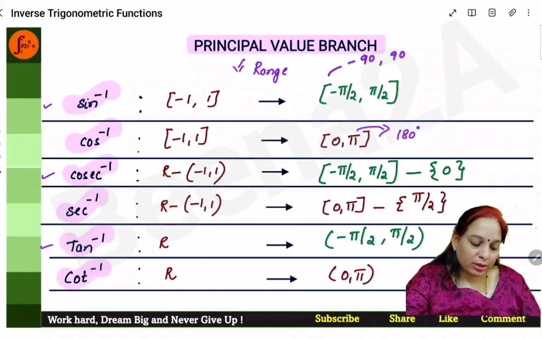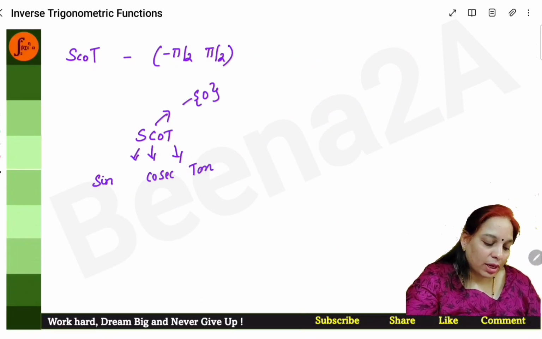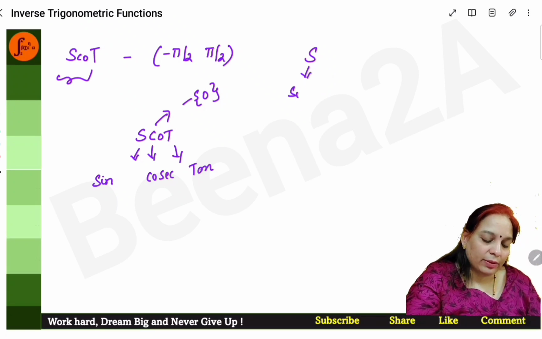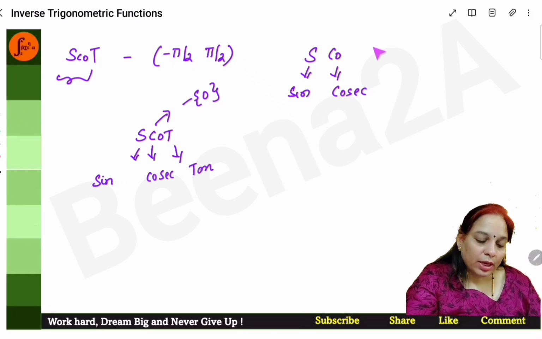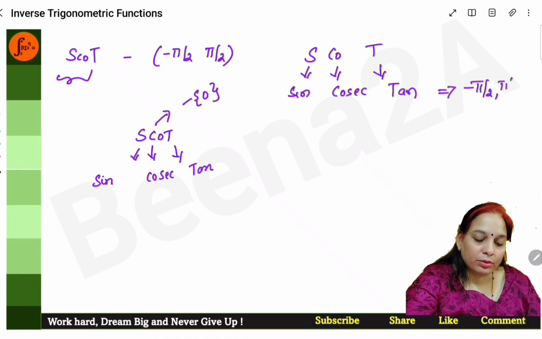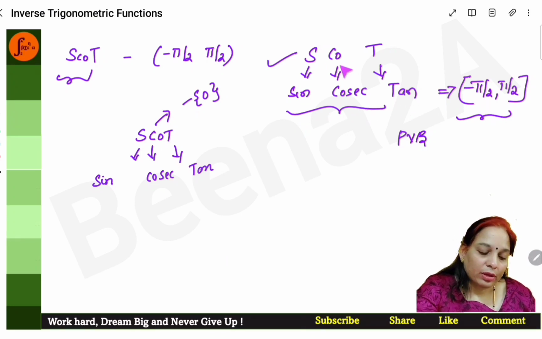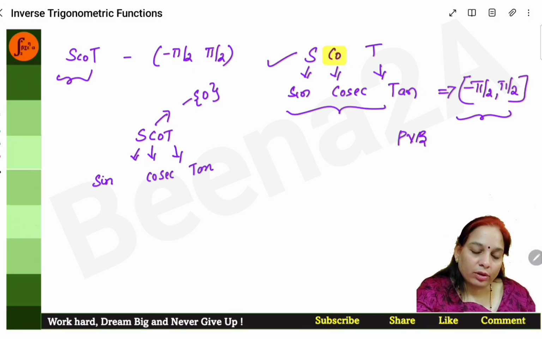There's another way to remember this. You can remember the first group as SCOT. So you have S, which is sine, and you have CO, which is cosecant, and you have T, which is tan. And the range for this is minus pi by 2 to pi by 2. This is the principal value branch for sine, cosecant and tan. So you can remember it as SCOT. CO is for cosecant. So SCOT, you can remember it this way.